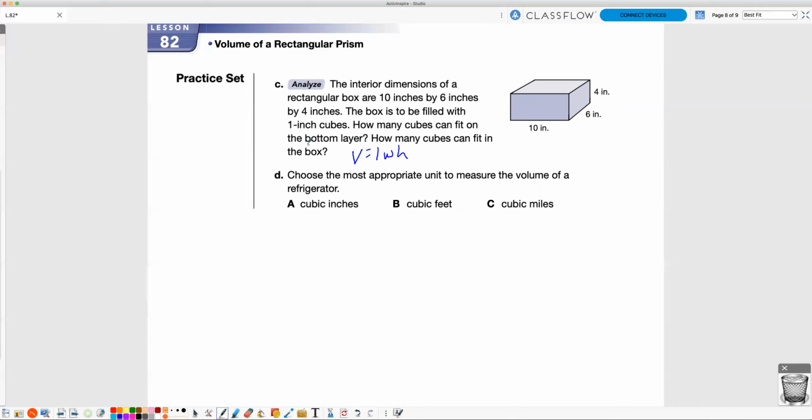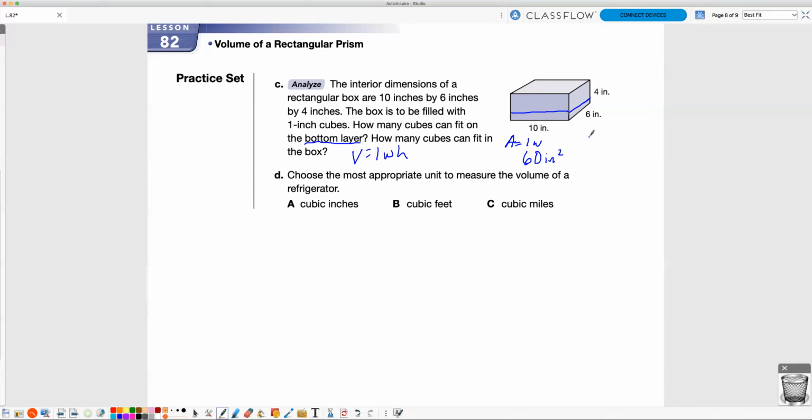If I want to find how many will fit in the bottom layer, I'm going to use 10 inches times 6 inches just to find out what's in the bottom layer. So this length times this width will get that bottom layer. So that would be like area equals length times width for the bottom layer. So the first question is simply going to be answered with 60 inches squared.